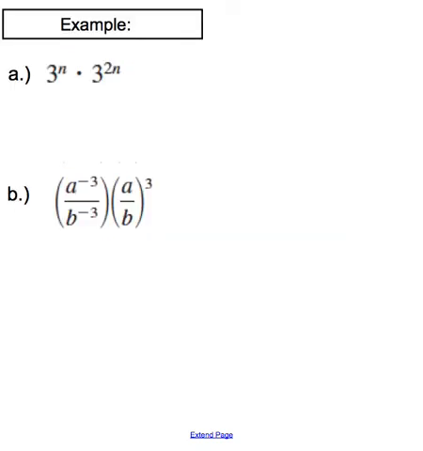Our last set of examples on this movie. 3 raised to the n times 3 raised to the 2n. These are the same bases, so we're going to add those powers. So 3 raised to the n plus 2n equals n plus 2n is 3n. Let me just leave it alone.